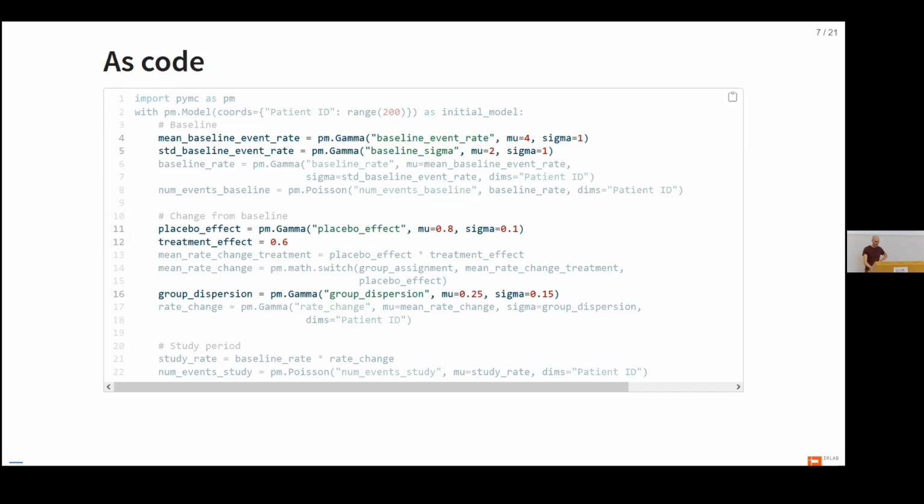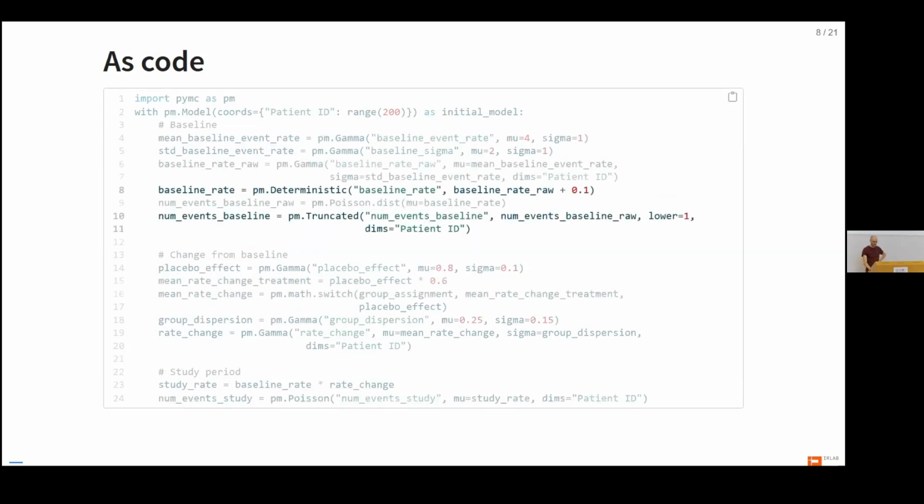All right, so that's the model. Except for some detail, which is that I want to truncate this data generating model at 1 for the baseline rate, sorry, the number of events at the baseline. If you get patients that don't have any events during the baseline, then it's hard to show a reduction. So we just exclude them from the study, and that's included in the model here.